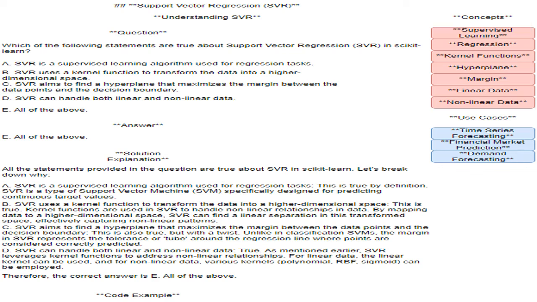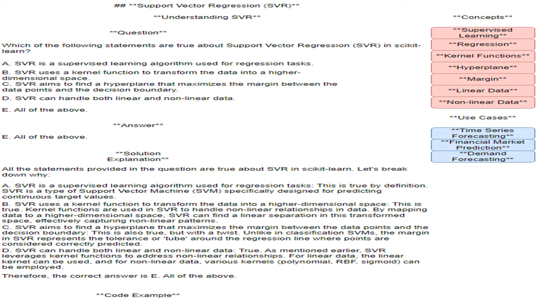Unlike in classification SVMs, the margin in SVR represents the tolerance or tube around the regression line where points are considered correctly predicted. The goal is to find a hyperplane that minimizes the errors within this tolerance zone. Hyperplane. Margin. Correct. True. As mentioned earlier, SVR leverages kernel functions to address nonlinear relationships.